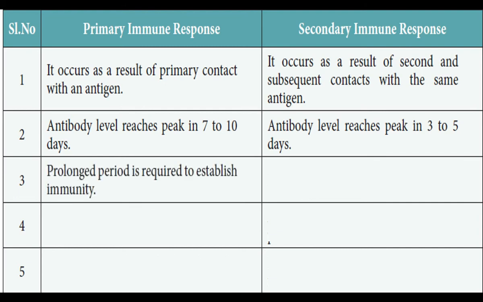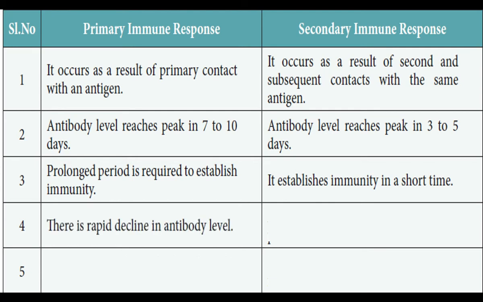In primary immune response, a prolonged period is required to establish immunity, and antibody formation starts slowly. In secondary immune response, it establishes immunity in a short period of time because the first reaction was in the memory. There is rapid decline in the antibody level in primary immune response. In secondary immune response, the antibody level remains high for a long period.